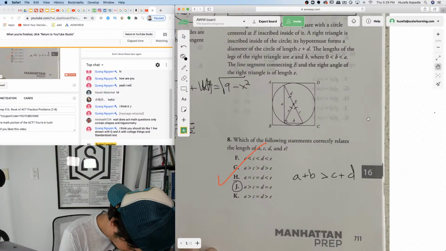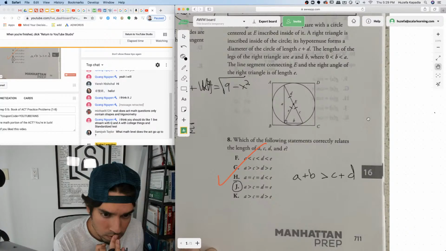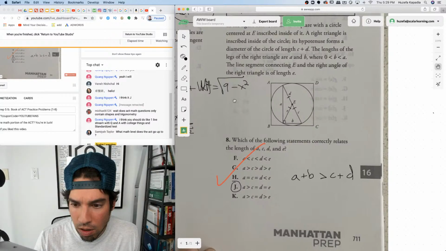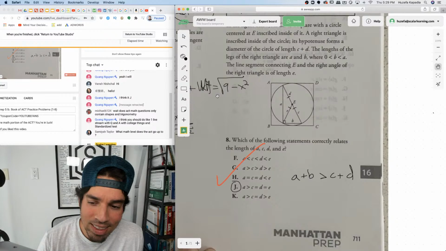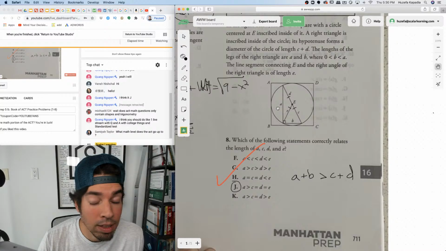Not sure if that makes any sense. So they're saying A plus B is greater than C plus D, which I agree with. Okay, that has to be the case. Any two sides of a triangle have to be greater than the third side. So A plus B is greater than C plus D, and then they're saying A is the bigger side, got it. A is the larger side.